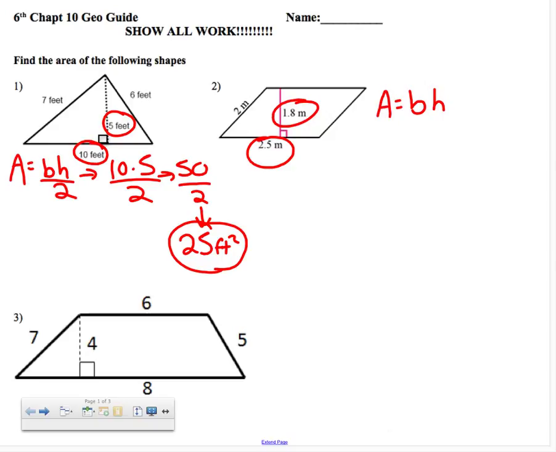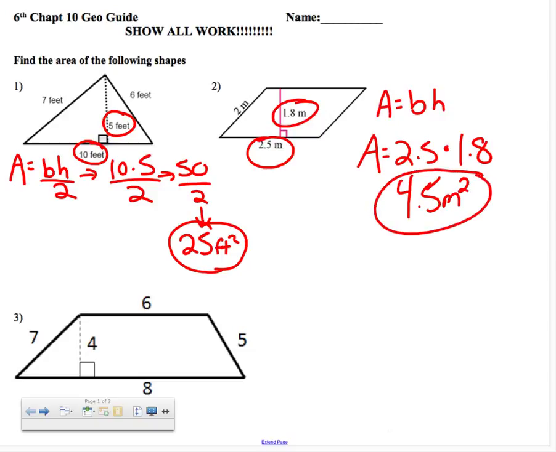Plus, it is not a base because it is not connected by the height. So the only two lines here that are connected are the 1.8 and the 2.5 in terms of base and height. So we do 2.5 times 1.8. Doing some quick arithmetic there gives you about 4.5 meters squared. And there's our area. So a parallelogram is even quicker than a triangle because you don't have to divide by 2. This trapezoid one, though, is probably one of the longer ones.